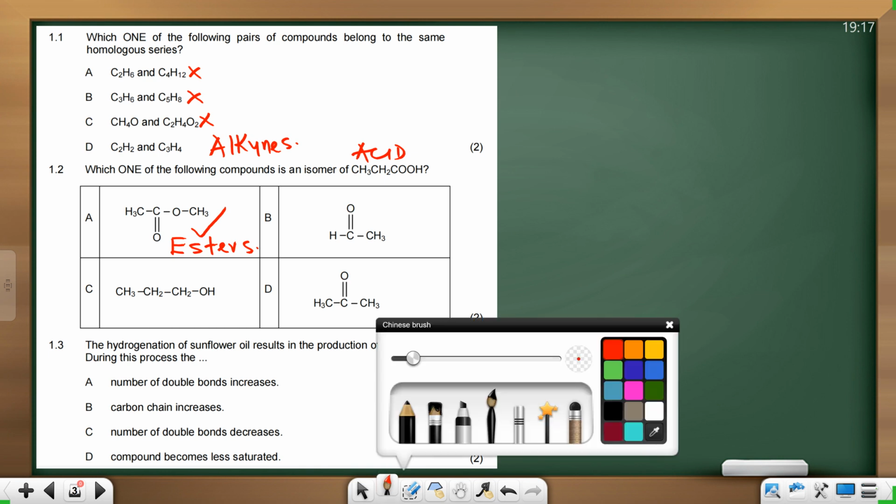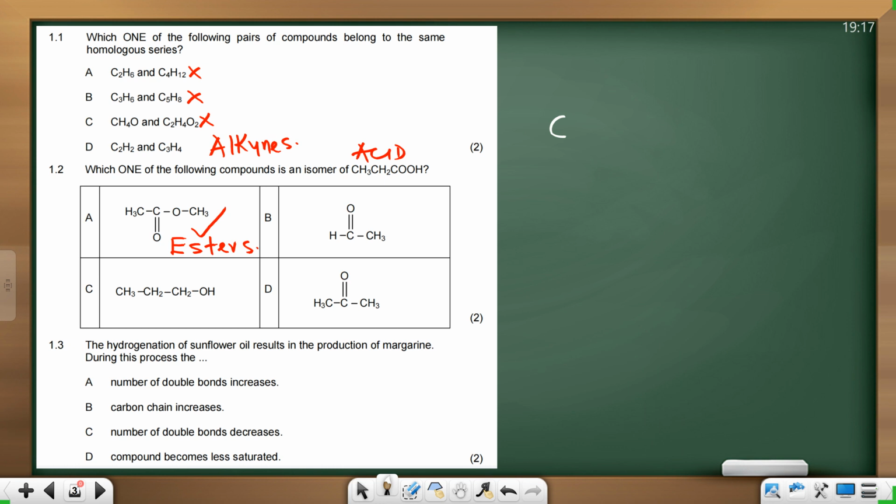Okay, so we know that an ester is made from a carboxylic acid and an alcohol. So it is alcohol plus carboxylic acid, which would give me an ester and water in the presence of concentrated sulfuric acid.